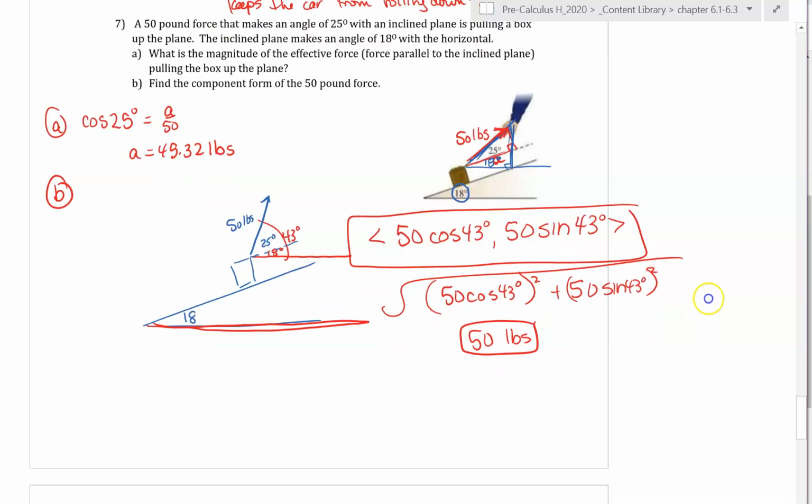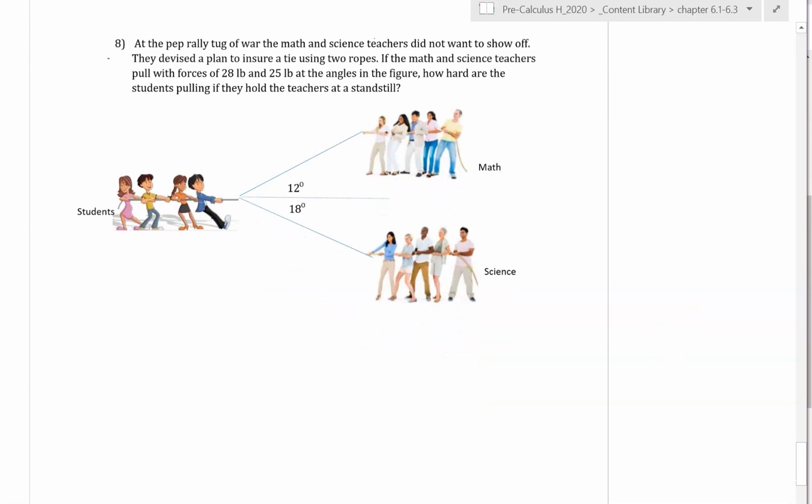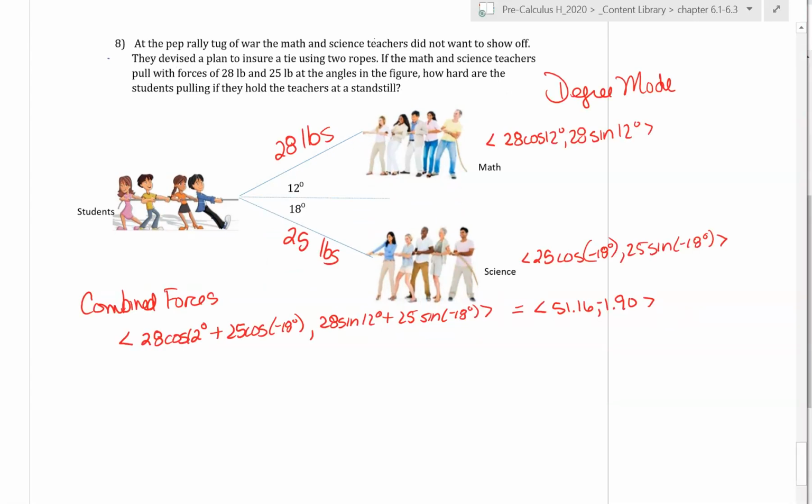Okay, last example, go ahead and read about the pep rally. All right, so let's think about what we did. So we've got the math teachers. This is a 28-pound force, and I gave you the direction of this vector. We have a 25-pound force, right?